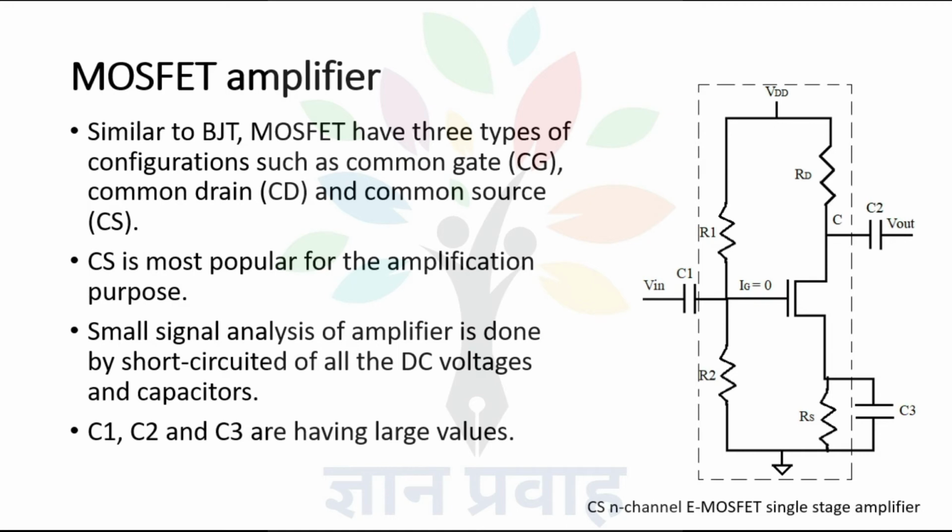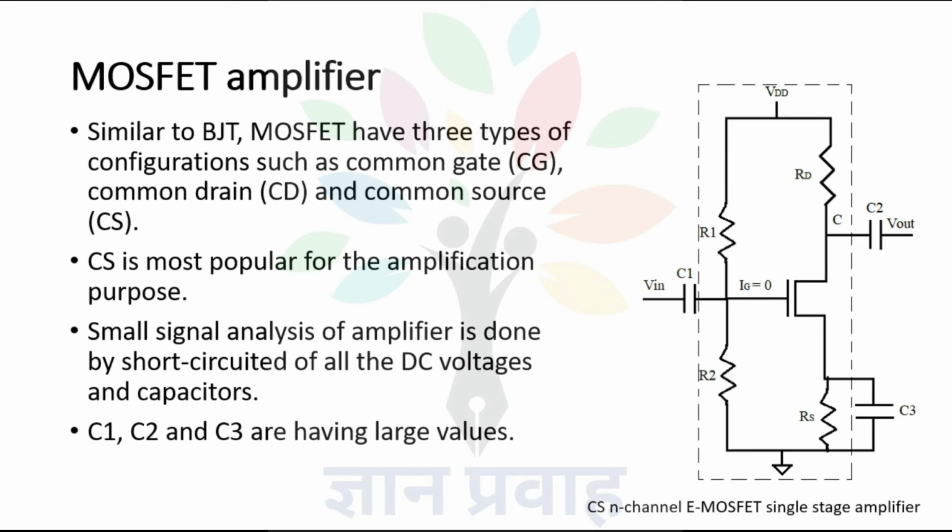MOSFET amplifier. Similar to BJT, MOSFET has three types of configurations: common gate, common drain and common source. Common source is widely used as compared to common gate and common drain, because common source has numerous advantages over common drain and common gate.